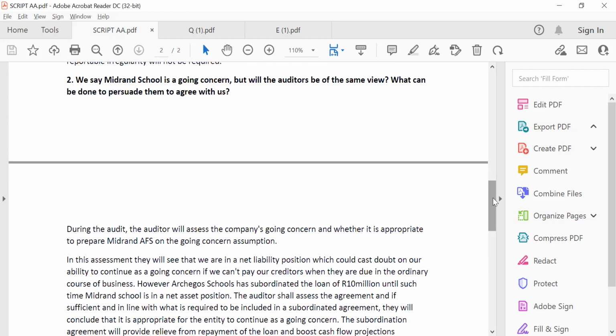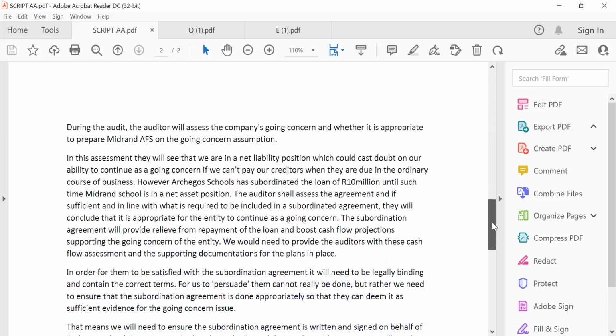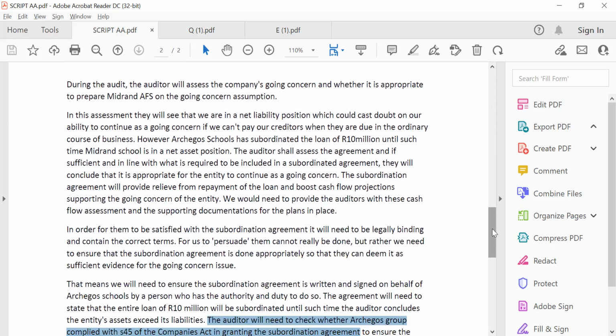Then under question 2, that is where the candidate would need to express their views in relation to the going concern of the entity, and also identify which evidence would need to be provided to the auditors in order for them to agree that the Midrand school is a going concern. So the candidate discusses that the auditors will assess the company's going concern and whether it's appropriate to prepare the Midrand school financial statements as a going concern. In this assessment, they will say that we are in a net liability position, which could cast doubt on the ability of the Midrand school to continue as a going concern if we can't pay our creditors as and when they fall due.